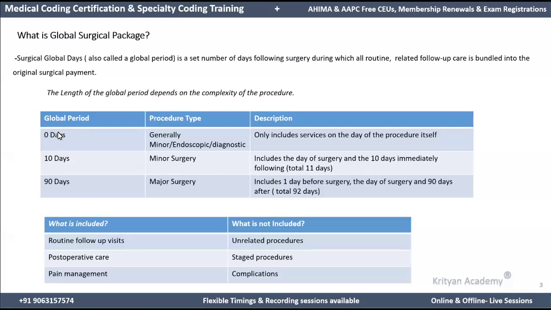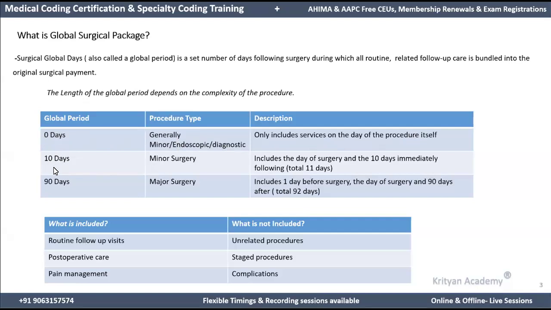If you see here, the global days are 0 days, 10 days, and 90 days. 0 days is generally for minor procedures, or endoscopic or diagnostic procedures. This includes services on the day of the procedure itself only, which means it does not require any post-operative follow-ups. So those are considered 0 days global days.